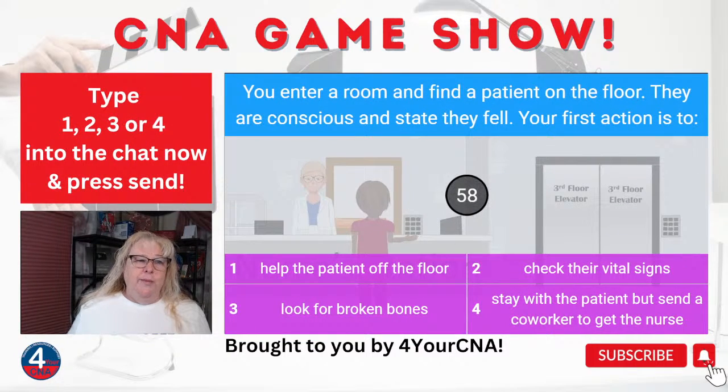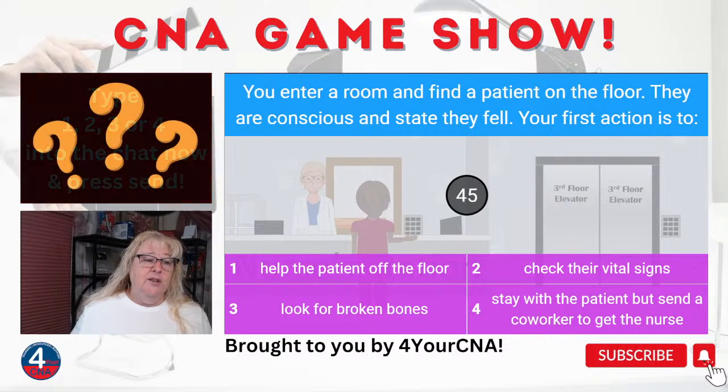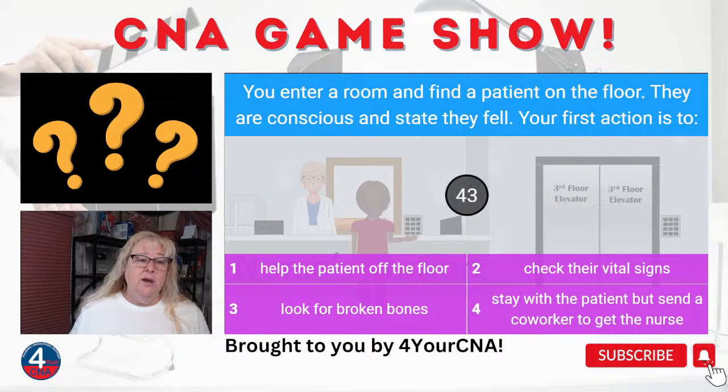You enter a room and find a patient on the floor. They are conscious and state that they fell. Your first action is to 1. Help the patient off the floor. 2. Check their vital signs. 3. Look for broken bones. Or 4. Stay with the patient but send a coworker to get the nurse.